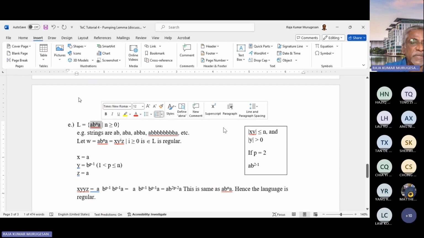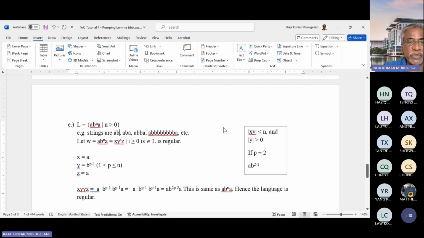This is still regular. So n can take a value from 0 to infinity. So you will have aa, aba, abba, and so on, because the language is still regular. So the unboundedness is only here. We are only looking at unboundedness. Unboundedness means the maximum value is infinity.